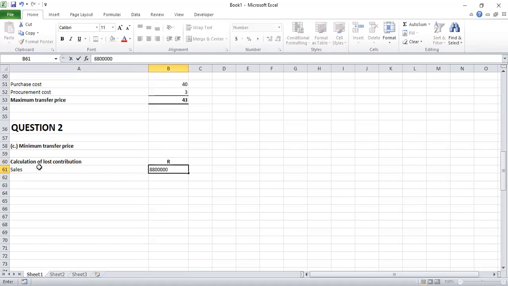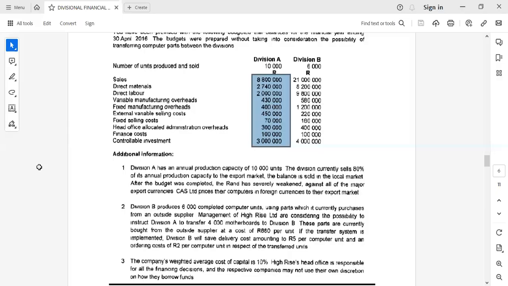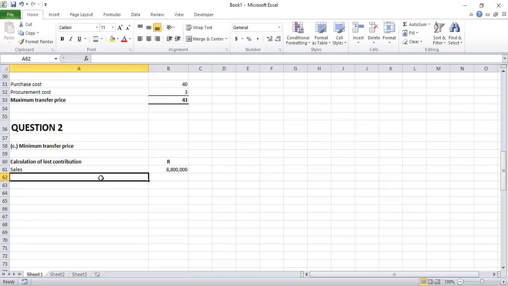Right. Then I'm now subtracting these, my friends, the variable costs, which I marked earlier on. Let me just repeat: direct materials, direct labor, variable manufacturing overheads, and external variable selling costs. But remember, external variable selling costs, when we calculate our minimum price, will not be included, but we include them in calculating the sacrificed contribution.